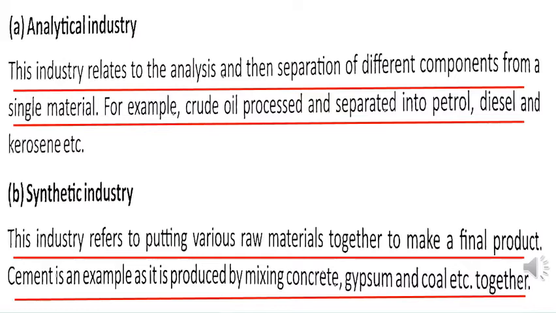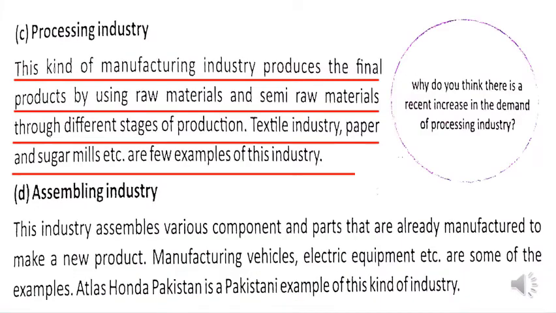I hope that this is now clear. Moving on to our next type, we have processing industry, and in this type of industry, manufacturing industry produces the final products by using raw materials and semi-raw materials through different stages of production. Textile industry, paper and sugar mill, etc. are few examples of this industry.